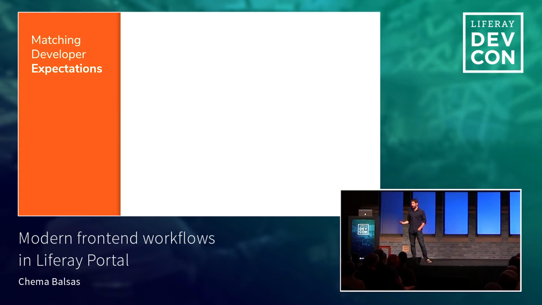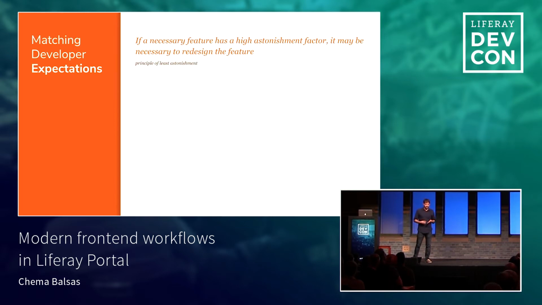When you take away all the technical difficulties, the personal level is actually the most challenging. And I like this quote. When talking about expectations, we always try to look into the principle of least astonishment. It's just a formulation, which in its most common form says, if a necessary feature has a high astonishment factor, it may be necessary to redesign the feature.